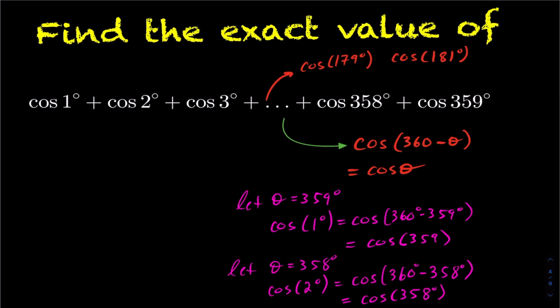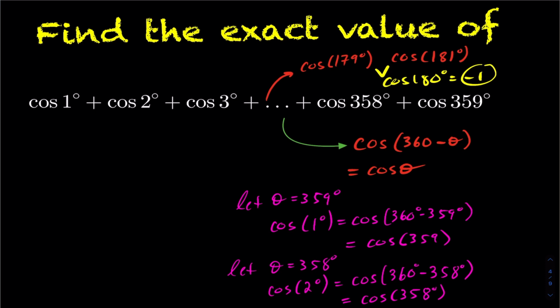And this pattern will continue where the cos of 3 degrees is equal to the cos of 357 degrees, all the way up until we hit the cos of 179 is going to equal the cos of 181. And right in between that, we have our cos of 180 degrees, which we know is equal to -1. So we can reduce this list. I can get rid of the cos of 359 and change this to 2 cos of 1, get rid of the cos of 358 and change this to 2 cos 2, etc.